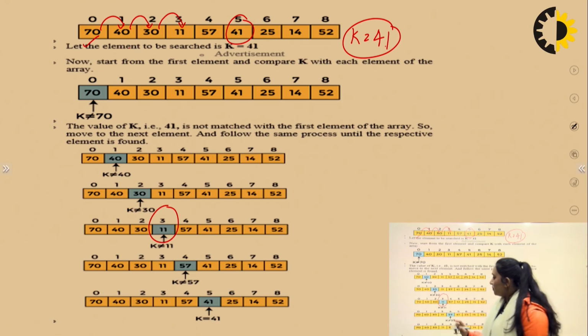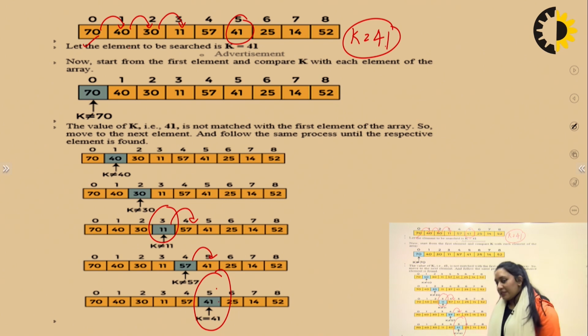It is not matched, so it moves to the next element, which is 57. Is 57 equal to 41? No. Again, it moves to the next position. So at the fifth position, the element present is 41. Which means 41 equals 41, so we have found the matched element.